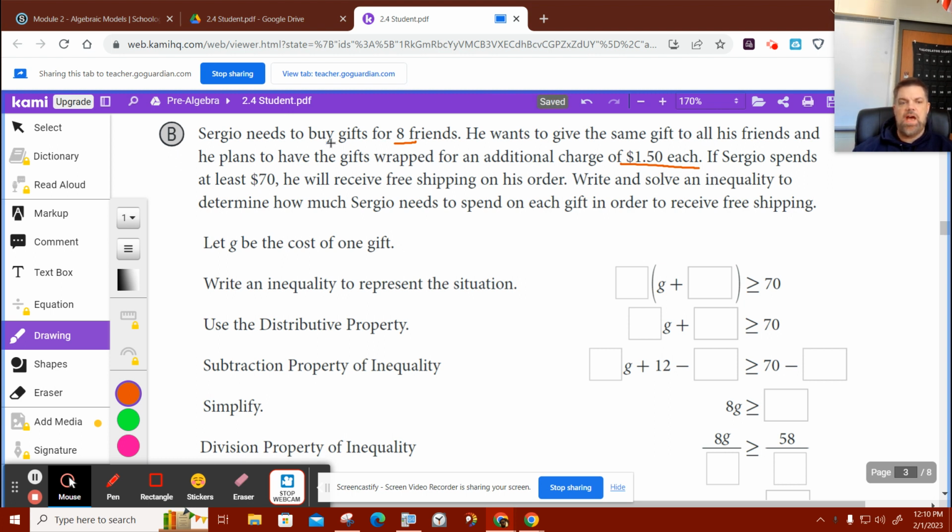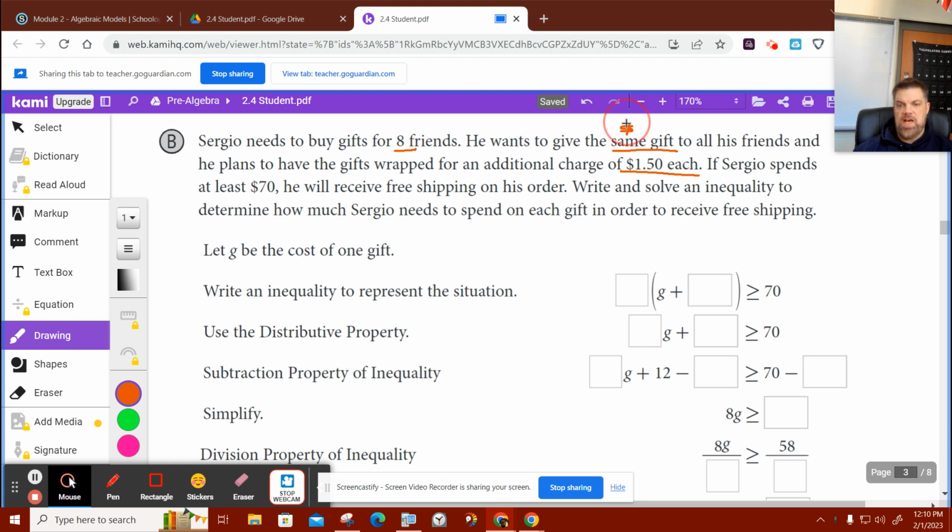He wants to get them the same gift, which means it'll probably be the same dollar amount, right? Probably the same dollar amount per gift. If Sergio spends at least 70, that's important, he will receive free shipping on his order. Write and solve an inequality to determine how much Sergio needs to spend on each gift to receive free shipping.